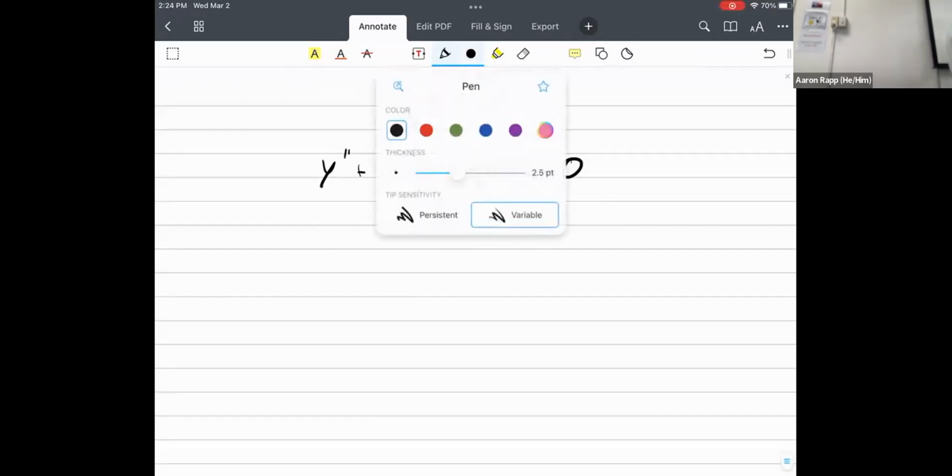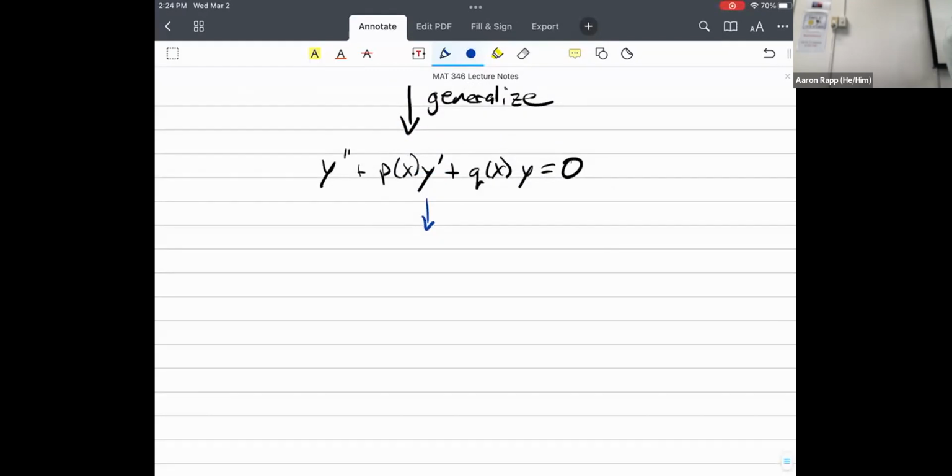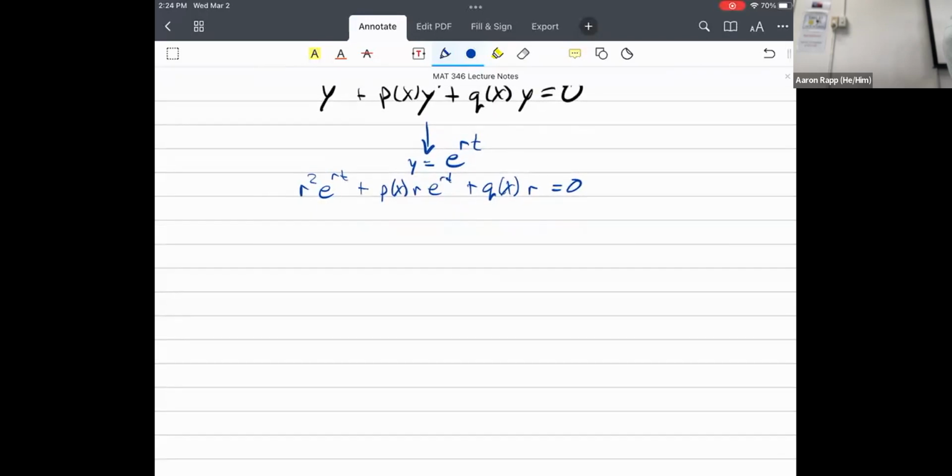If I try to take that same approach, say, okay, well, it's e to some number times t, and I plug this in, so this would be r squared times e to the rt plus p of x times r e to the rt plus q of x times e to the rt equal to 0. What I end up getting is this weird mix of two different variables.